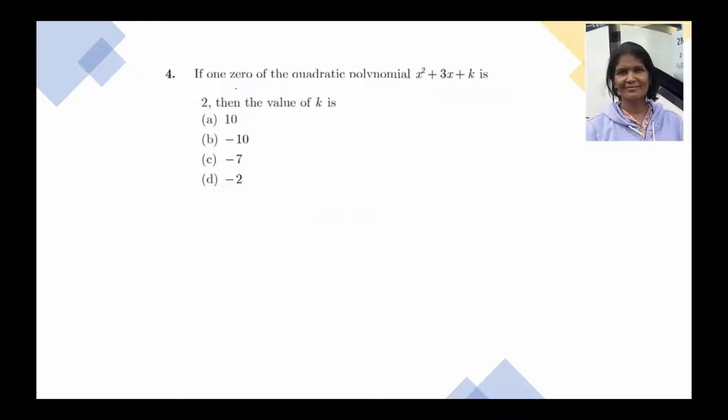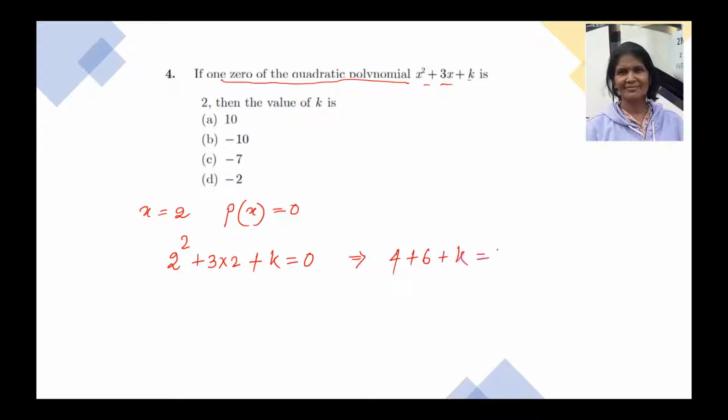Next, if one zero of the quadratic polynomial x square plus 3x plus k is 2, then the value of k is what? As in the similar question, in place of x, I'll put 2 and make px equal to 0. So it will be 2 square plus 3 into 2 plus k is equal to 0. This gives me 4 plus 6 plus k is equal to 0. So k is equal to minus 10. See the options 10, minus 10, minus 7, minus 2. So B is the answer of this question.